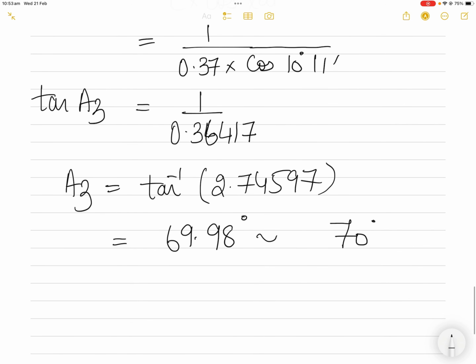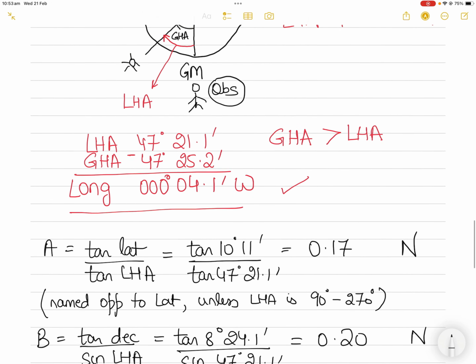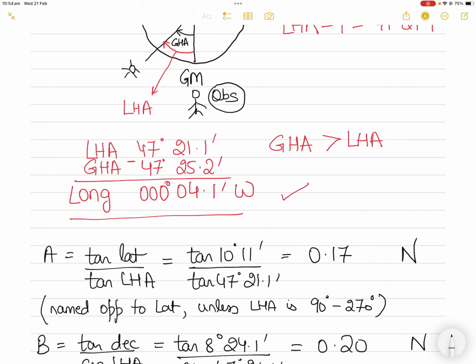Now you have to name it. How do you name it? What is the name of C? So the name of C is north. And what is LHA? LHA is 47 degrees 21.1 minutes. If LHA is between 0 to 180, you will name it west. If it is greater than 180 to 360, you will name it east. So in this case, LHA is west.